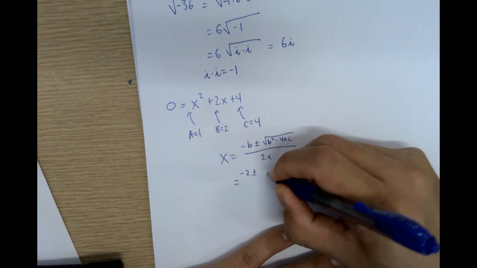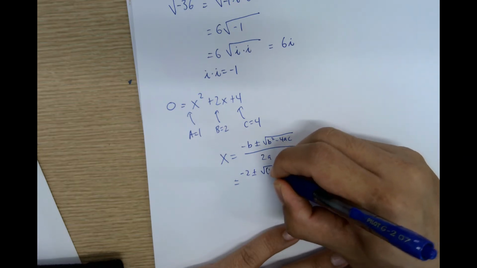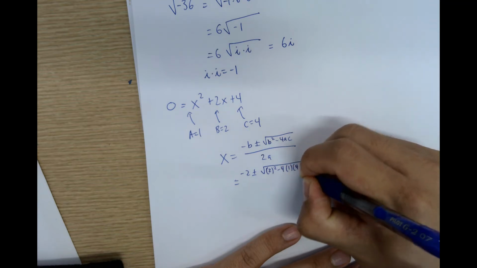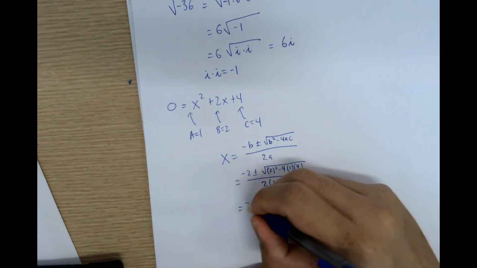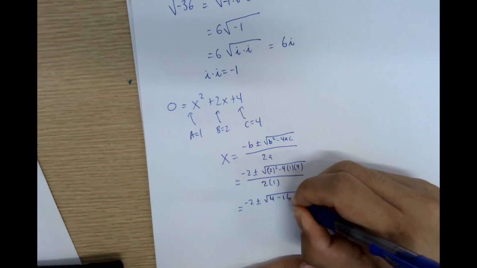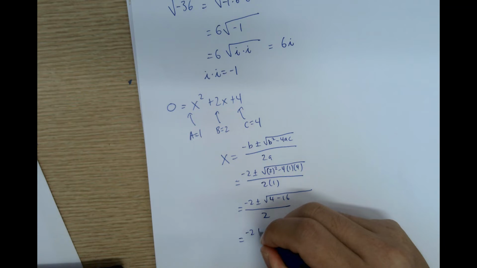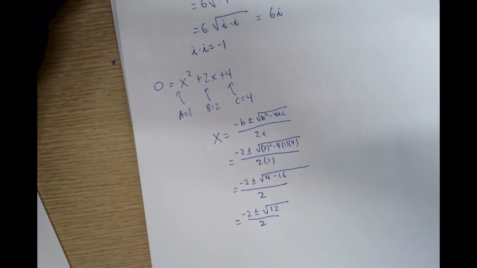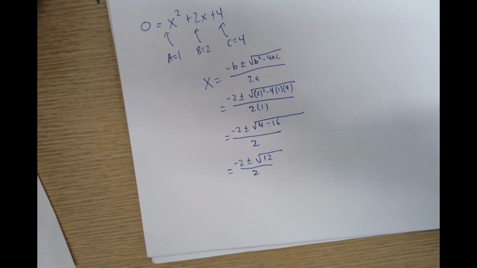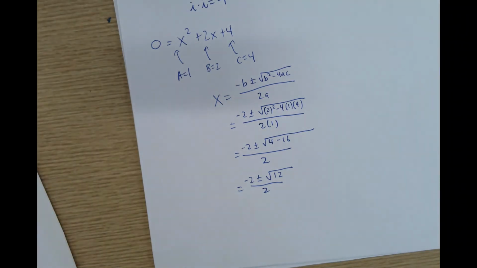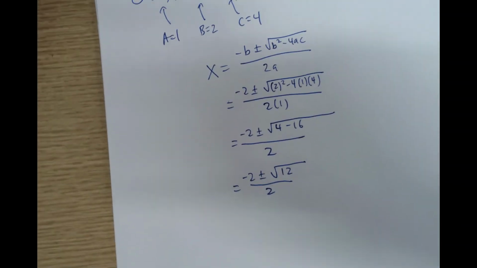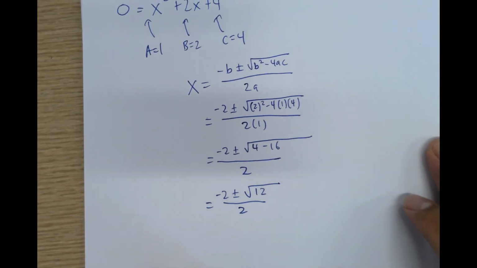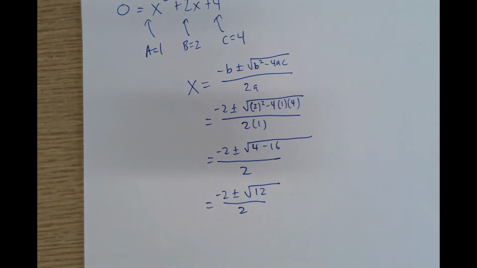You can start filling it out. Negative 2 plus or minus the square root of b squared, which is 2 squared, minus 4 times 1 times 4, divided by 2 times 1, equals negative 2 plus or minus the square root of 4 minus 16, divided by 2, and we get negative 2 plus or minus the square root of 12 divided by 2. All right, sorry, this should be negative 12.